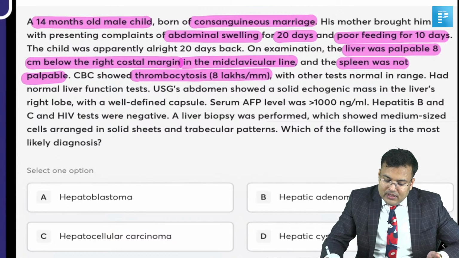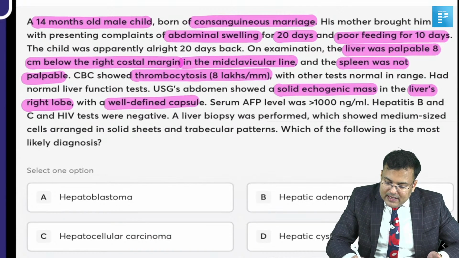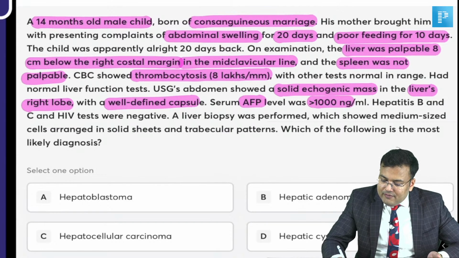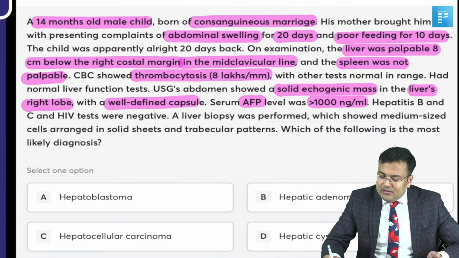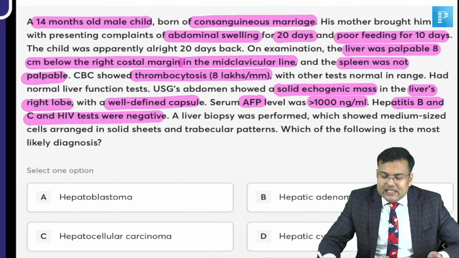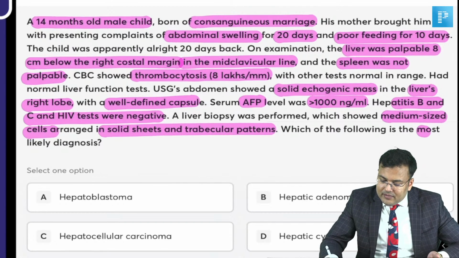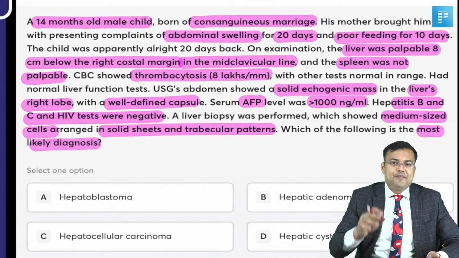Other tests normal, normal LFT. Ultrasound abdomen: solid echogenic mass in the liver's right lobe, well-defined capsule. Alpha fetoprotein very high, more than 1000 nanogram per ml. Hepatitis B, C, HIV, everything is negative. Liver biopsy, which is the investigation of choice: medium-sized cells arranged in solid sheets and trabecular pattern. Most likely diagnosis?